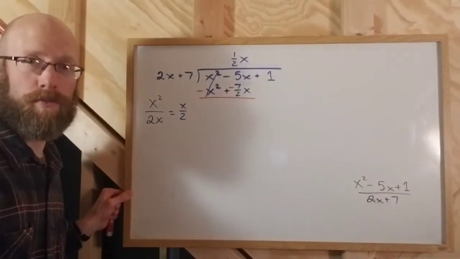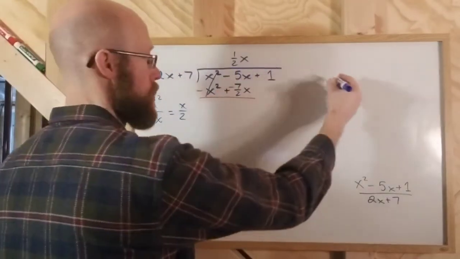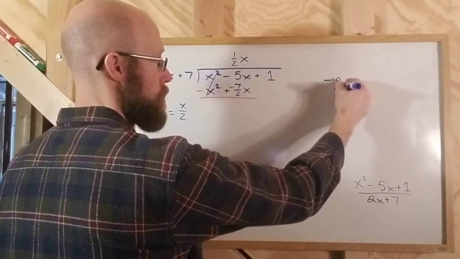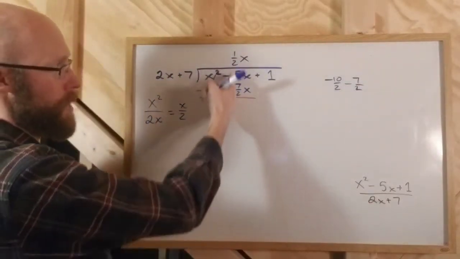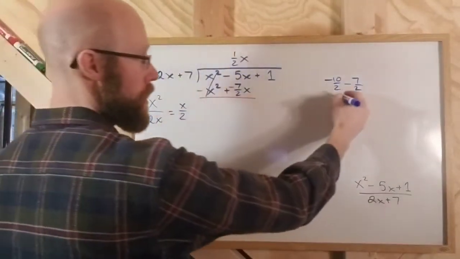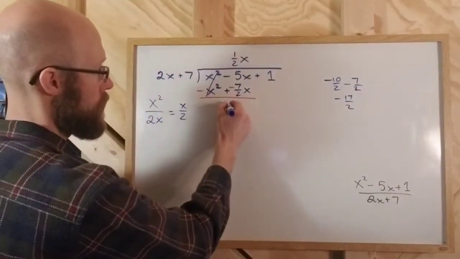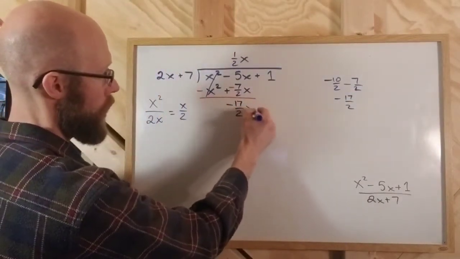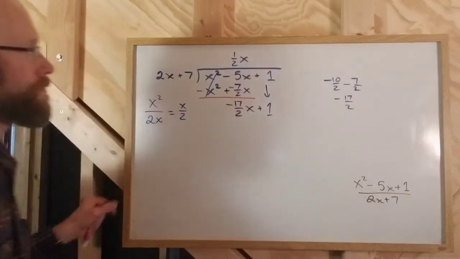Well, we're dealing with some fractions, so I'll take that off to the side. The 5 is really 10/2, so it's a negative 10/2 minus 7/2, right? That combination is going to end up being a negative 17/2 when I combine them. So that's negative 17 over 2x, and then I bring down the 1.